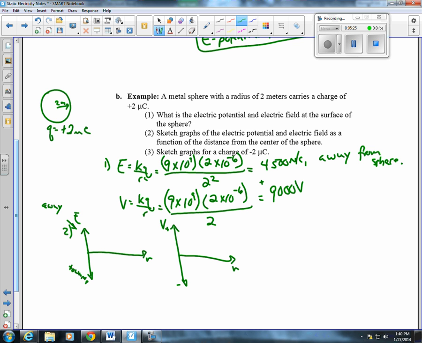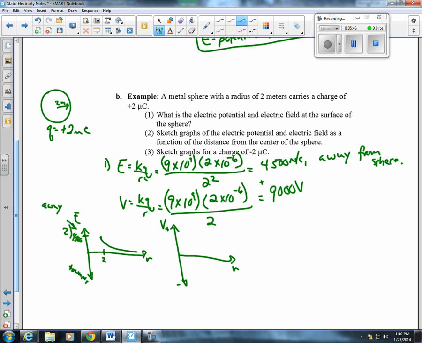Now, I know that at 2 meters, the electric field is 4,500. That's what I just found. So I'm going to mark that on here. I'm going to label this as 4,500 and put a dot there. Now, as I get farther and farther away, it's going to get weaker and weaker. So I know it's going to drop off like this.